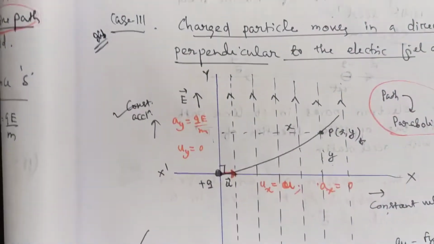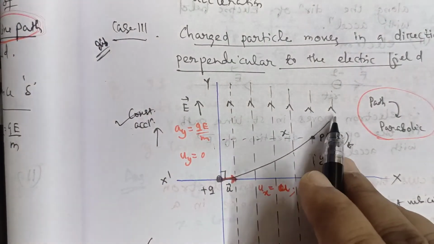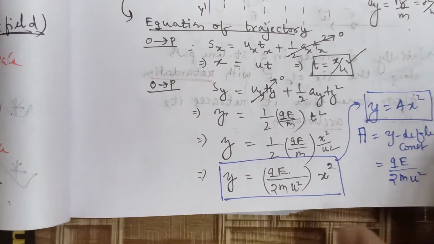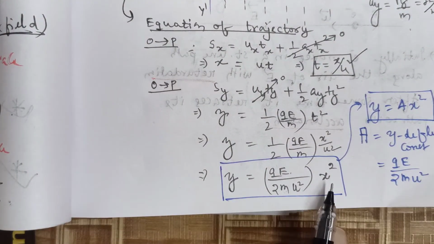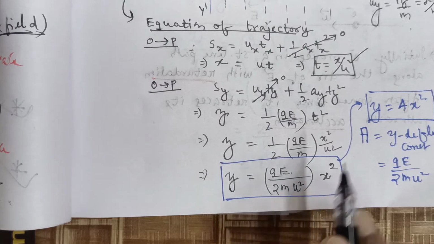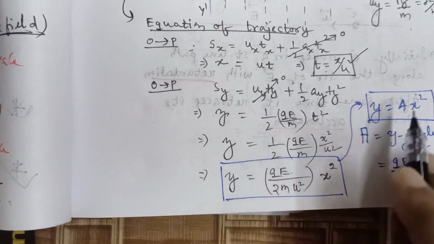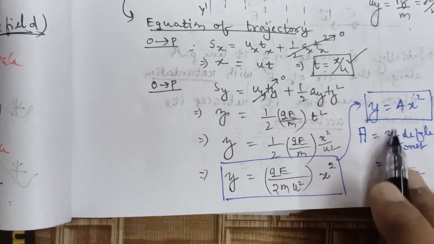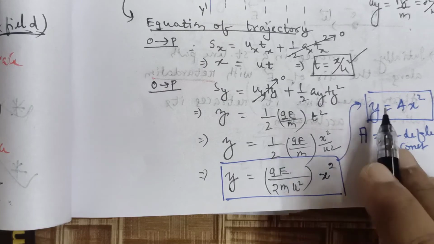You see the diagram. When the charged particle moves along the path, x and y values are changing. That's why in this equation, x and y are both variable. So this represents the equation of trajectory. If you put this constant term as a, y is equal to a x square.